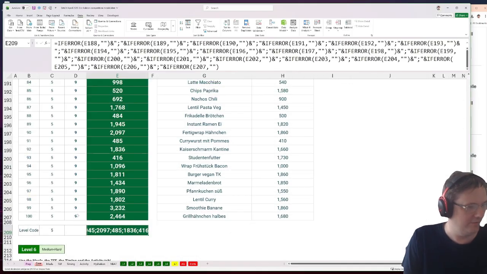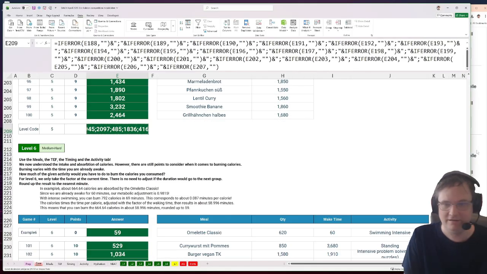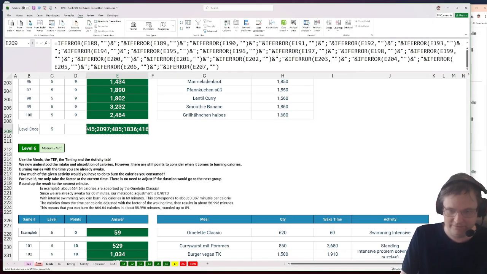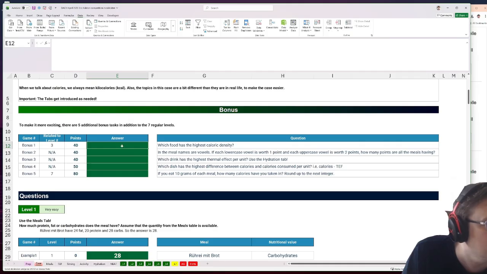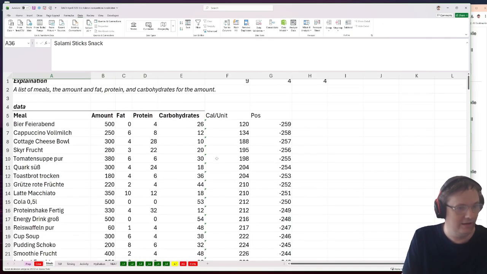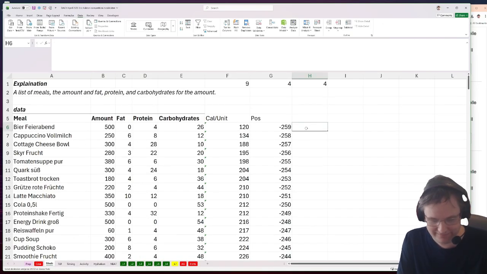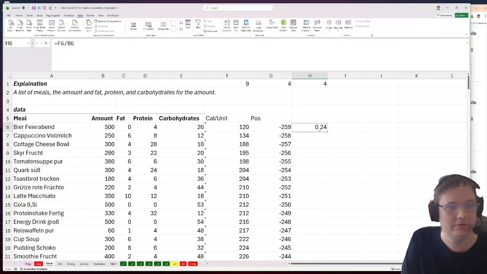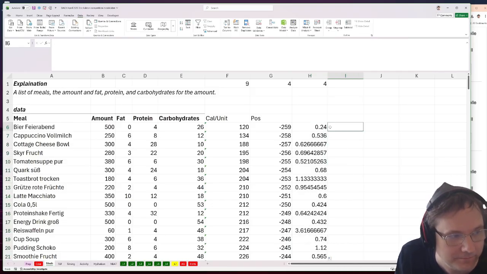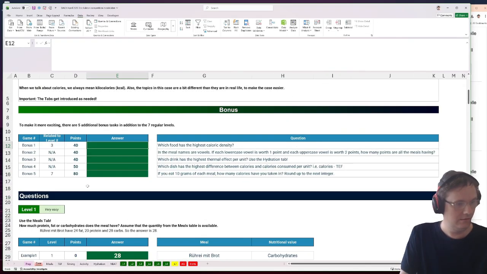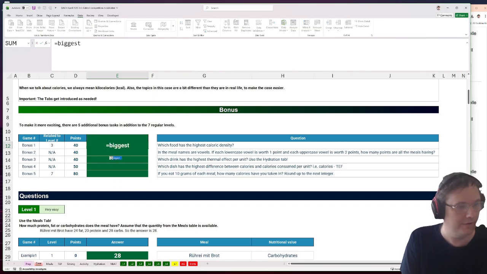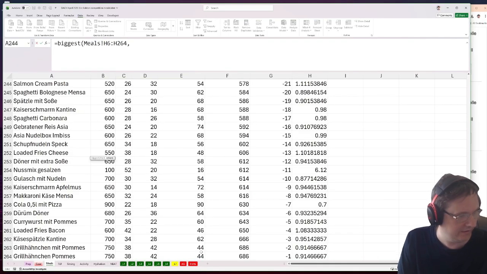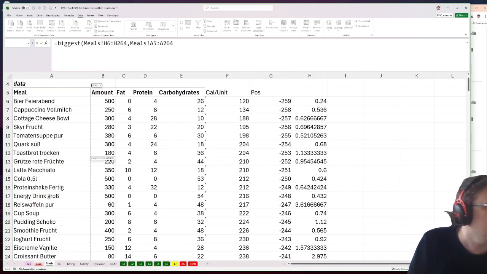All right, there's 6. Nope, wrong. I'm used to the other platform now. Got to go back to Flex Quiz. All right, bonuses before 7. Which food has the highest caloric density, which is calories per amount, right? Calories per gram is the biggest of this, returning this.